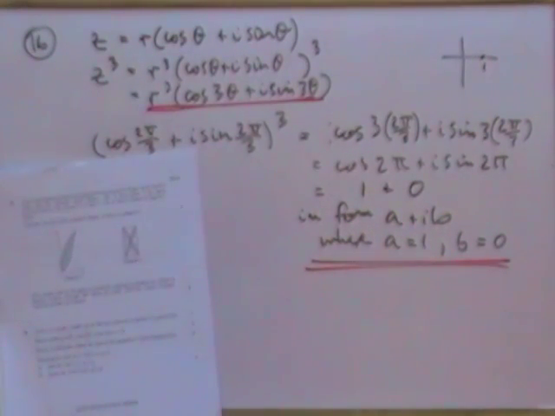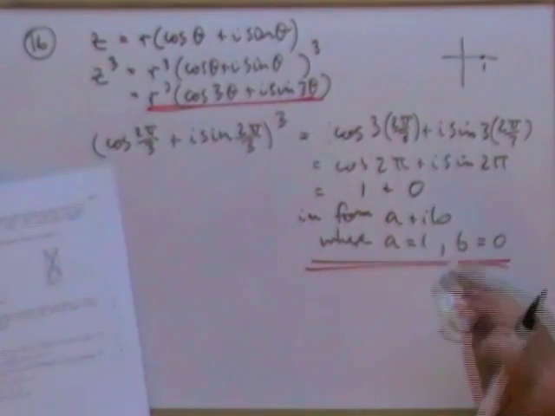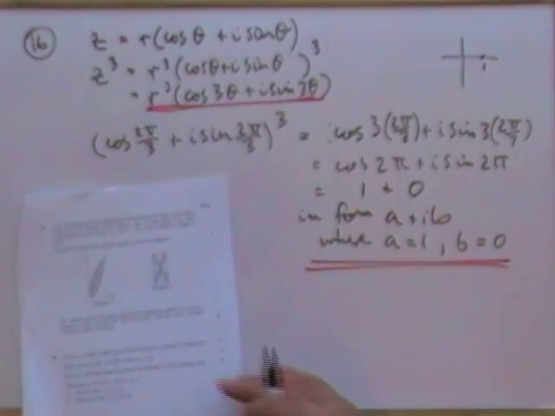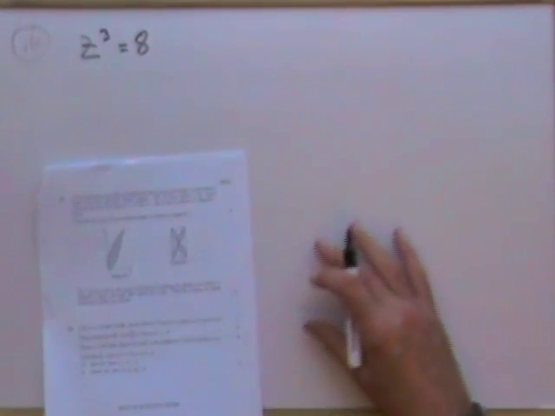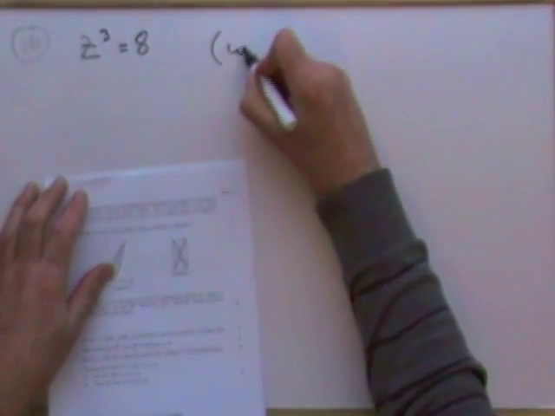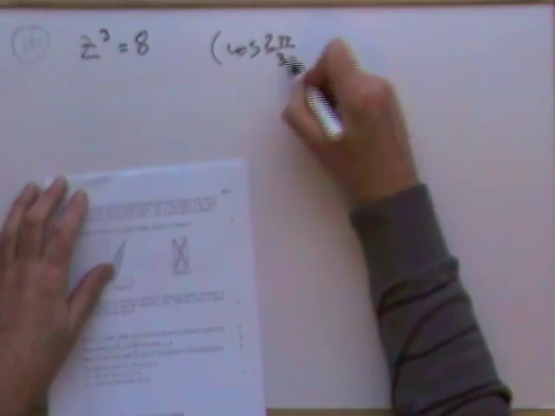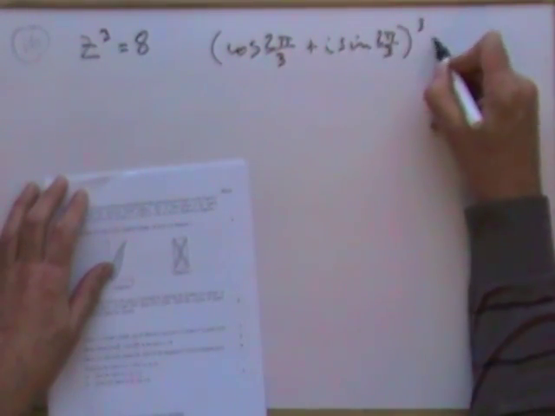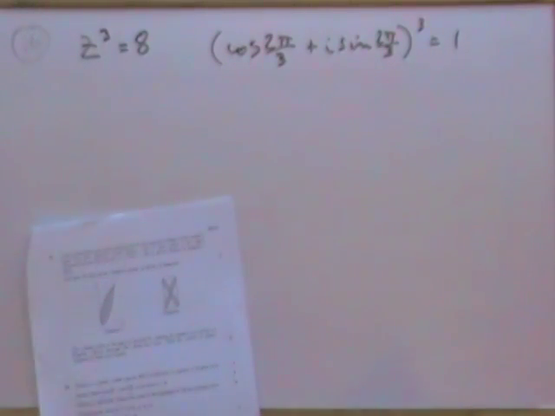Right, next part. Hence or otherwise. Now, the hence bit's not so good from here. I don't know if that was meant to be a help, but you'd be better off just starting from scratch. But anyway, hence or otherwise. Well, the hence must mean somehow using the part before. But there's a couple of otherwises that I'll do afterwards. Well, if z cubed equals 8, we already had from before that cos 2 pi upon 3 plus i sine 2 pi upon 3, cubed, equals 1.